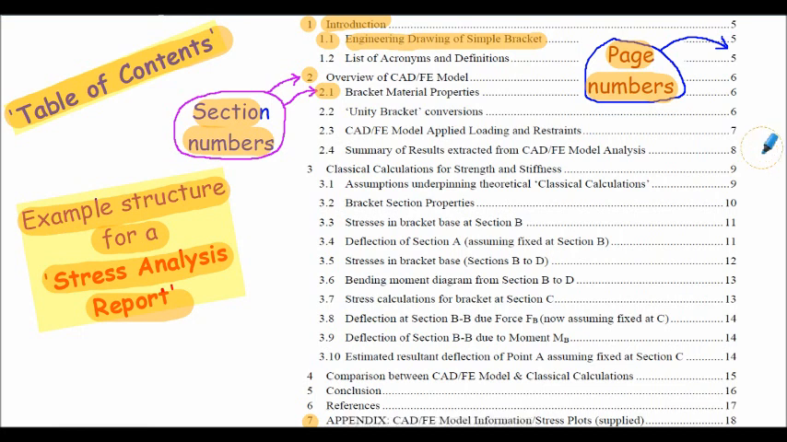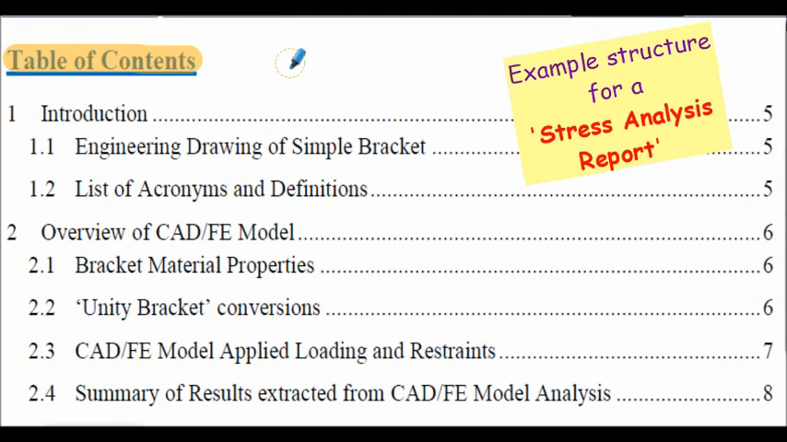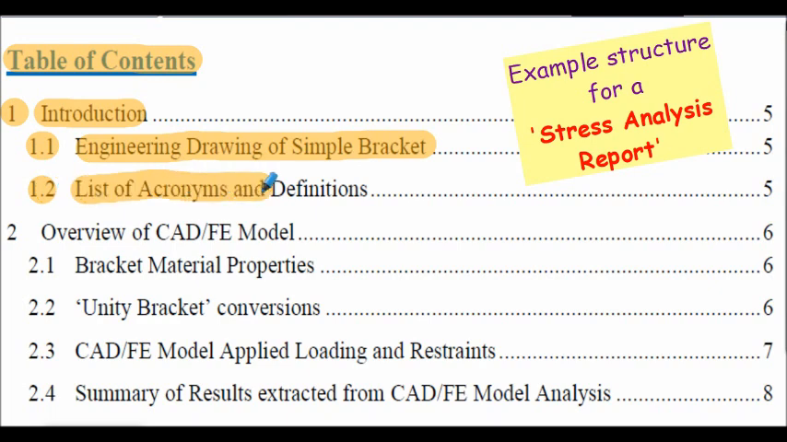So on the following slides I'll now outline the structure of the report in a little more detail for ease of reading. Here's an enlarged view of the table of contents, easier to read. First section, number 1, is the introduction. Remember, of course, we've already had the summary on the previous page outlining the full report, but the introduction states the objectives or the purpose of the report. And within this introduction I've also included the engineering drawing that my colleague produced of the simple bracket. I've also included the list of acronyms and definitions that are referred to within the report.